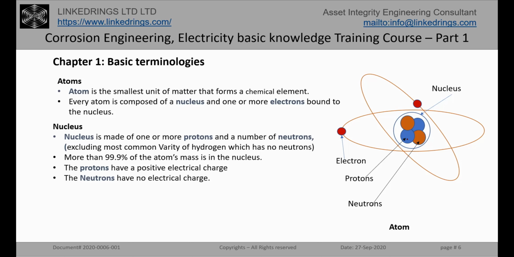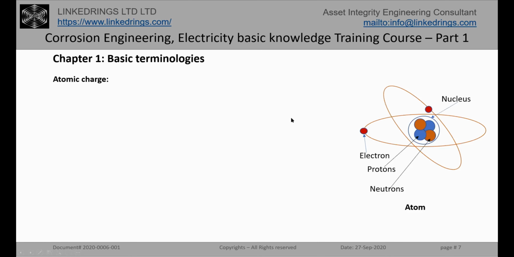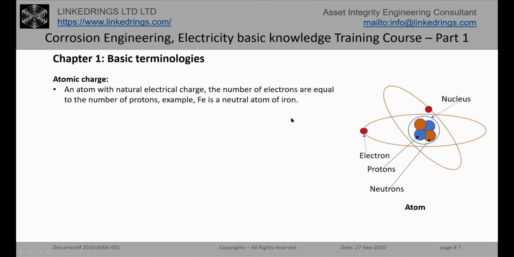The protons have a positive electrical charge, the neutrons have no electrical charge, they're neutral, as the name suggests. Electrons have a negative electrical charge. Electrons play a part in forming chemical bonds between atoms, ions, or nuclei. An atom with neutral charge means the number of electrons is equal to the number of protons.